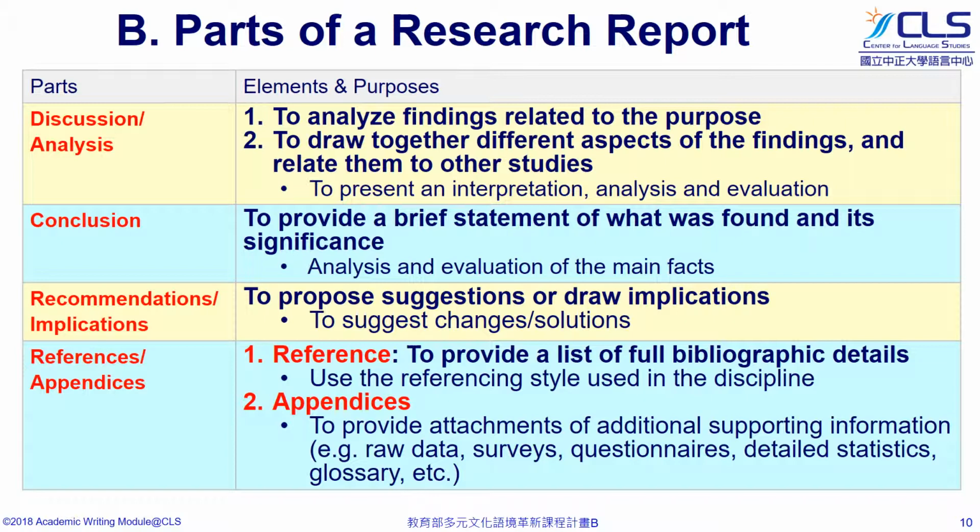Next, in the conclusion section, we provide a brief statement of what was found and its significance. And in recommendations or implications, we propose suggestions or draw implications. Finally, in references and appendices, we provide a list of full bibliographic details using the referencing style required by the academic discipline and provide additional supporting information in appendices.